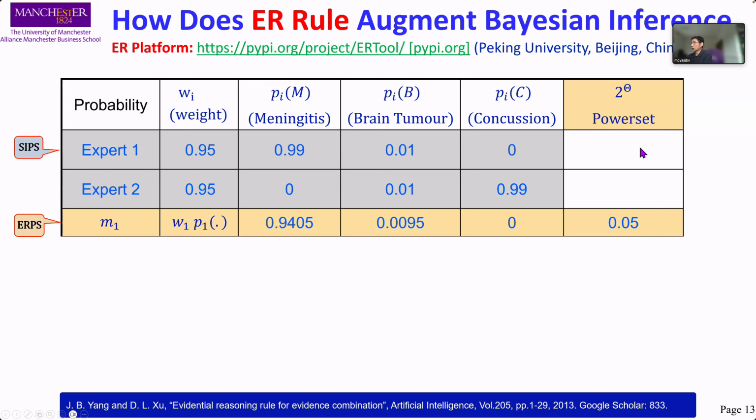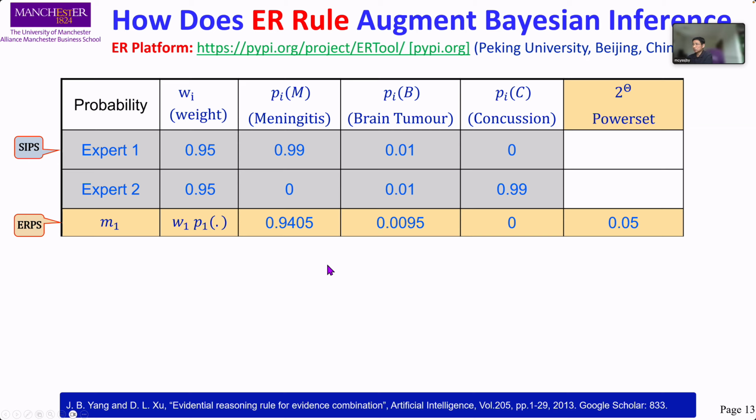Here it is assigned to a new dimension, which is a power set of those diseases. It can be any of these diseases or any subset of the diseases. So we call this a power set. This is a new kind of space we call evidential reasoning probability space or ERPS. The first one we call system input probability space or SIPS.